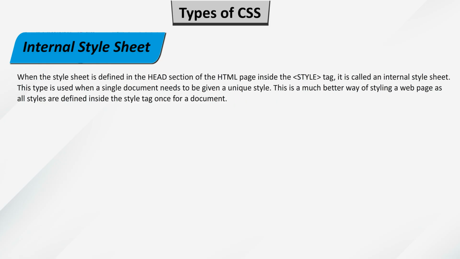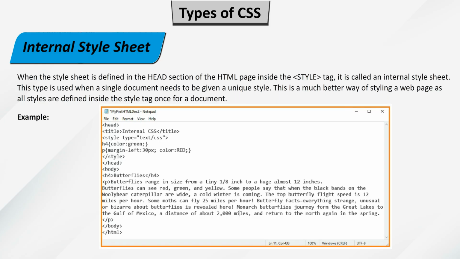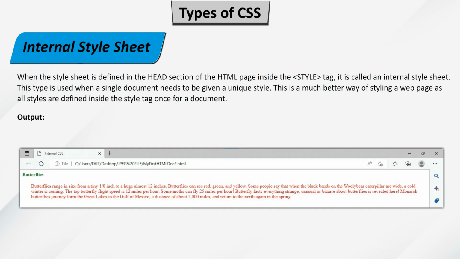Internal style sheet. When the style sheet is defined in the head section of the HTML page inside the <style> tag, it is called an internal style sheet. This type is used when a single document needs to be given a unique style. This is a much better way of styling a web page, as all styles are defined inside the style tag once for a document. Example: output.